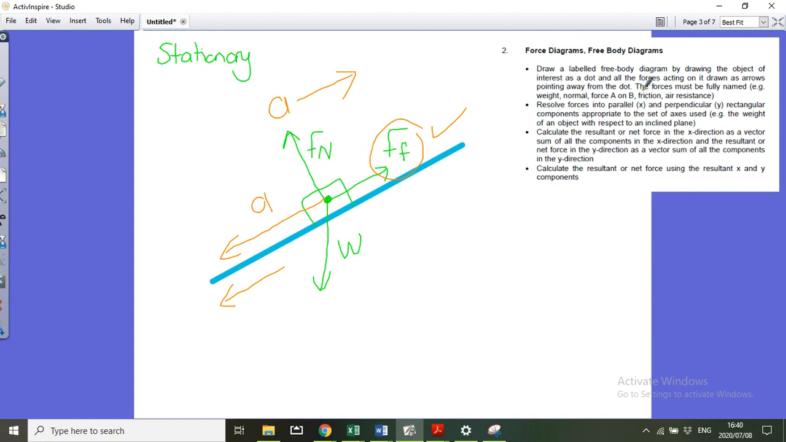Free body diagrams are super important in your whole paper. You will always get a free body diagram, and it helps you to solve Newton 2 problems, because if you have all the forces in a free body diagram, you can apply Newton's second law very easily.